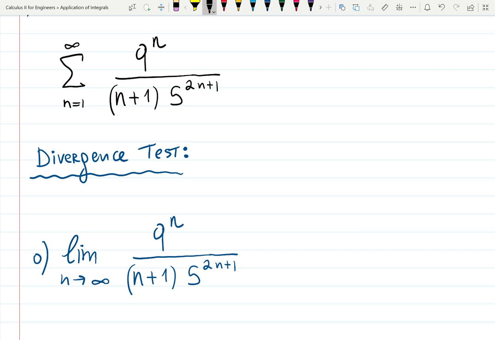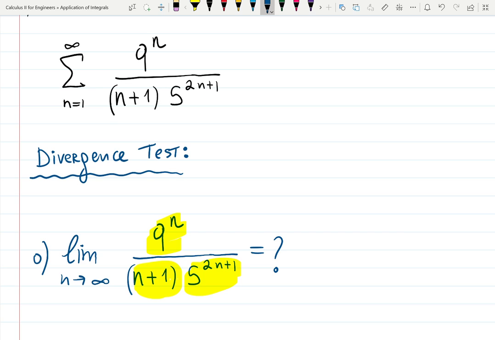Then we check the limit at infinity, and as you can see, it's not very straightforward. You have two exponential functions, one in the numerator and the other in the denominator. They have different bases, and the denominator is also multiplied by the linear n plus 1. It's not very clear which one is faster, or maybe they have the same speed, so we will probably put a question mark on that. We don't know which one is faster.